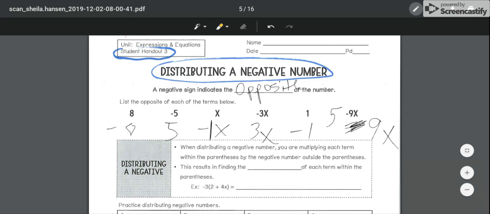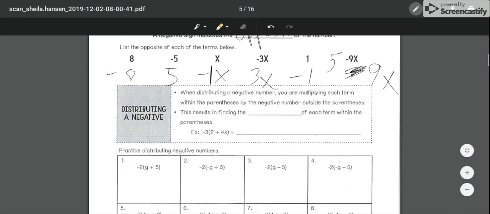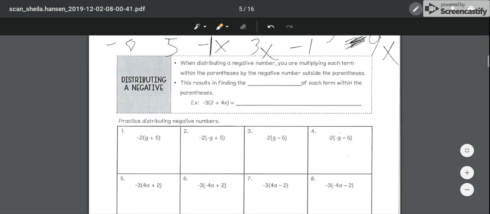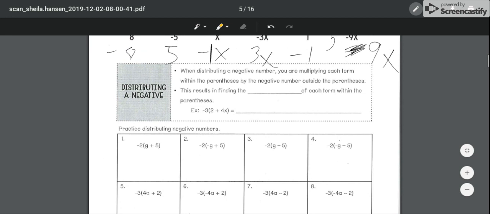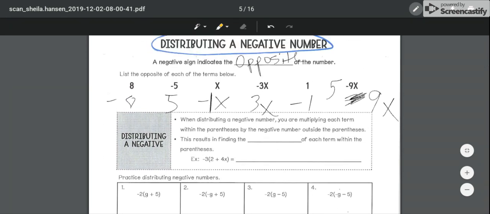So when you're distributing a negative number, you're multiplying each term within the parentheses by the negative number outside. So we're talking about when there's a negative number on the outside. So that results in finding the opposite of each term. So really, all of that is kind of confusing, so I'm just going to go to the example and do it like we've been doing it in class.